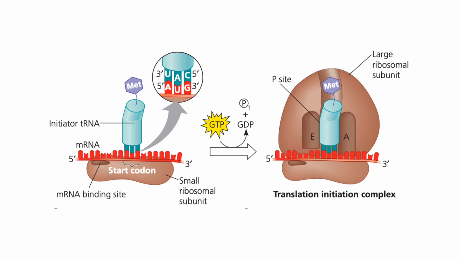The union of mRNA, initiator tRNA, and a small ribosomal subunit is followed by the attachment of a large ribosomal subunit, completing the translation initiation complex. Proteins called initiation factors bring in the large subunit that completes the translation initiation.